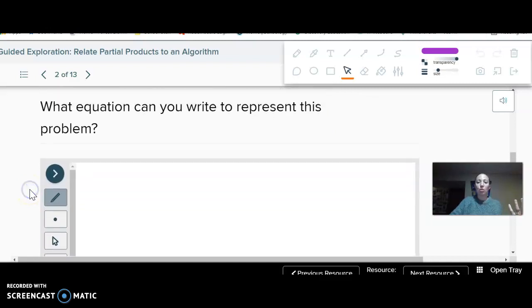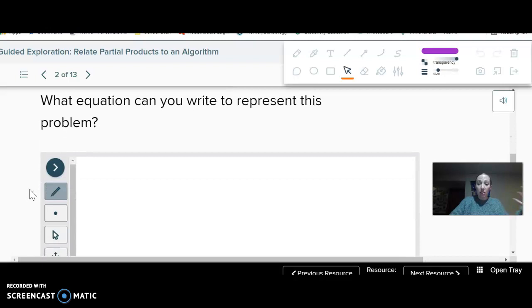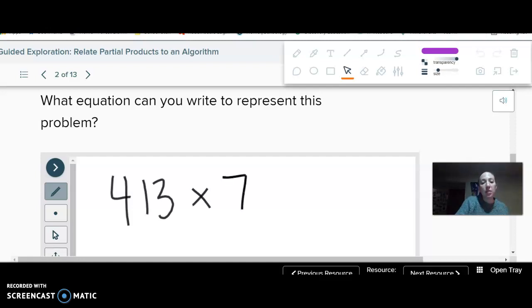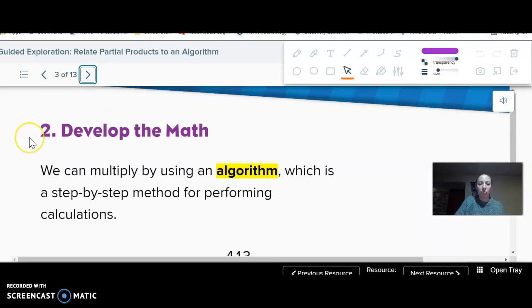Now I could do 413 7 times, like add it together 7 times, or I can do 413 times 7 equals my mystery distance. I don't know how far it is. That's what I'm trying to figure out. Notice it does have that equal sign. That's what makes it an equation versus an expression.